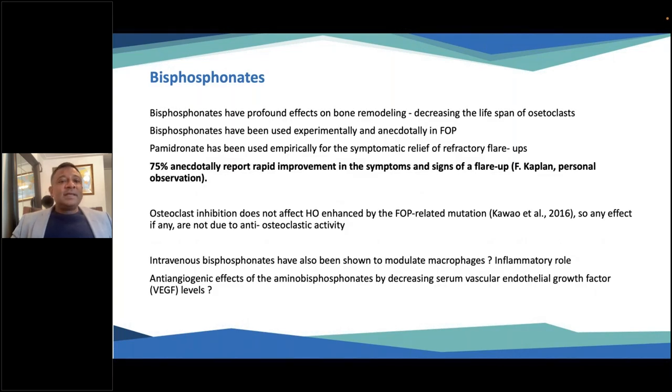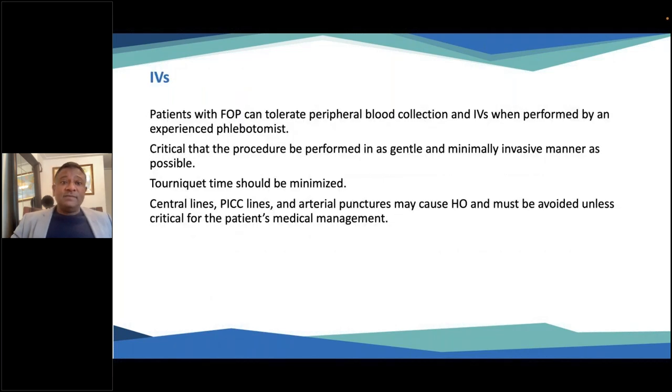Bisphosphonates have been investigated, and Dr. Kaplan has a personal observation that 75% of his patients in one study reported a rapid improvement in symptoms and signs of a flare-up. We don't really know how they work. As we all know, bisphosphonates typically inhibit osteoclasts, but this is not the mechanism at play in FOP. We're not sure whether it's somehow modulating the macrophage response or acting via an anti-angiogenic effect resulting in reduced inflammation. So we don't know how it works, but it seems to work in some individuals.